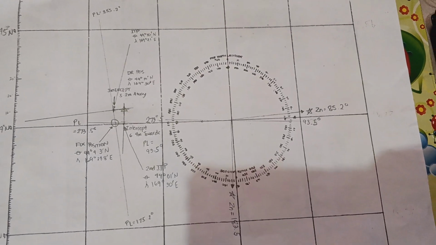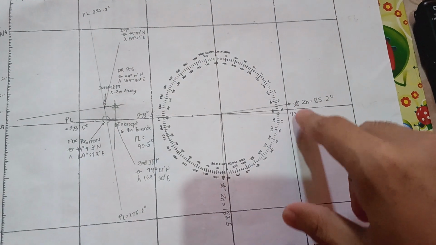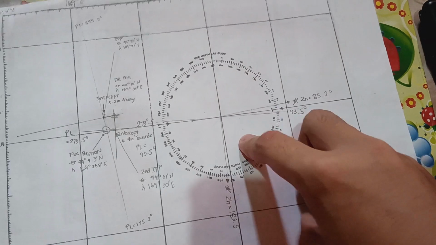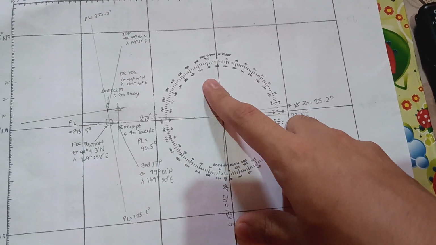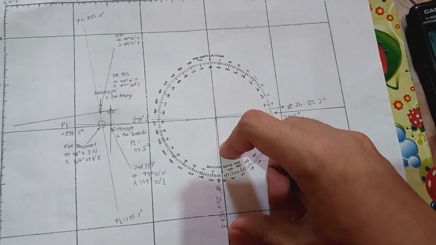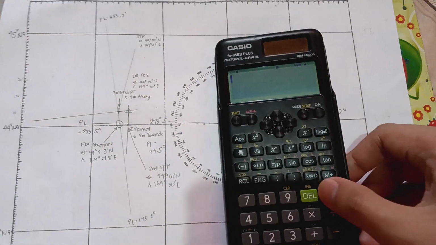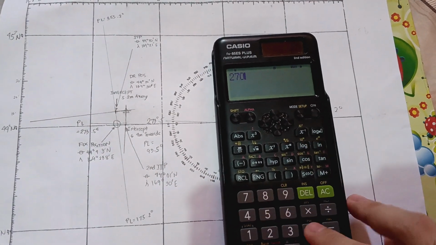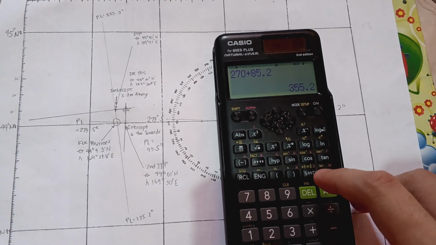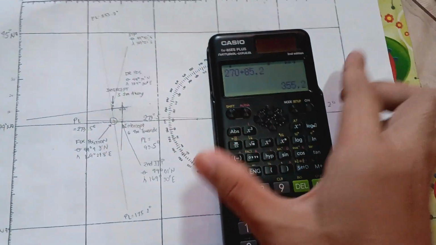I also have my own understanding. The first thing I did is this one, 85.2. Since one quadrant here is 90 degrees, I will just add until I get here. 90 plus 90 equals 180, plus 90 equals 270. So I will use it again: 270 plus 85.2 is 355.2 degrees. So it is still the same. It's up to you which method you use.